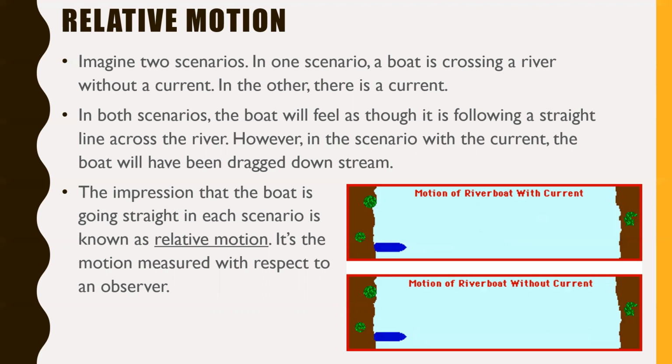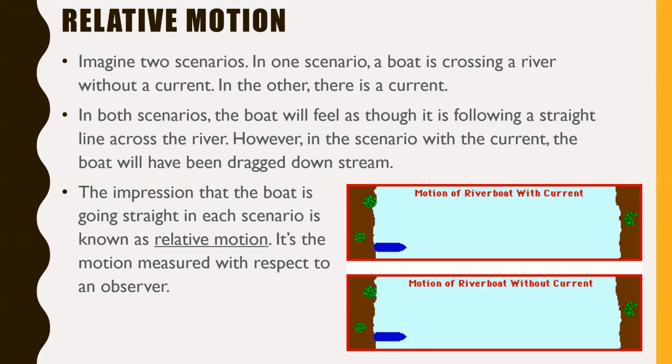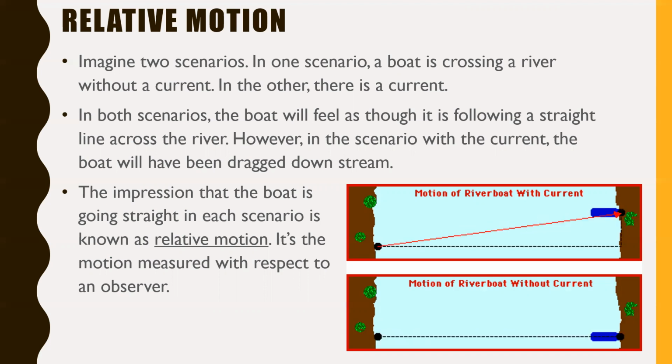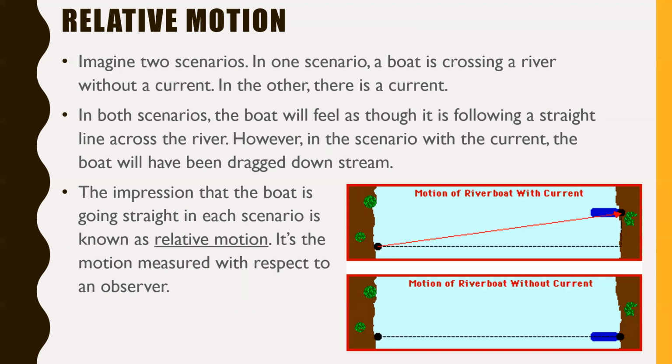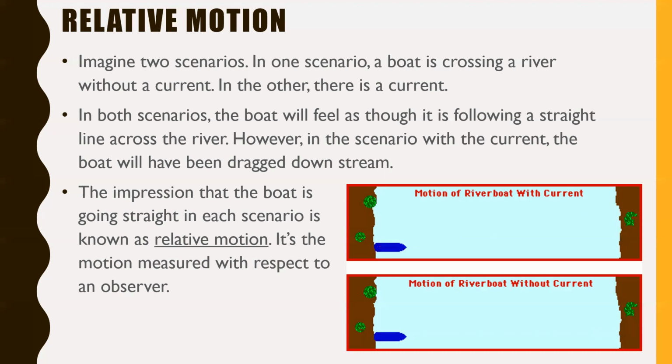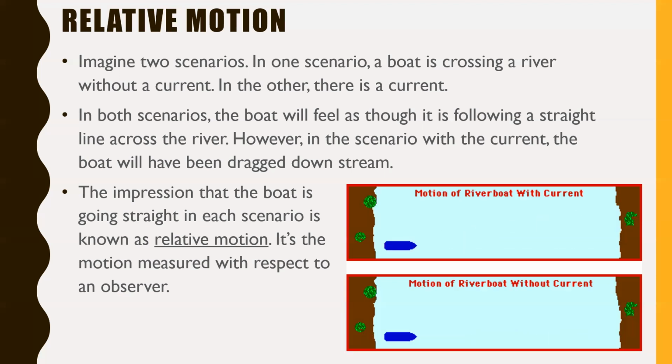Their boat, as long as the motor is running, is probably going to be pointed right to the opposite bank. However, in the scenario with a current, the boat will get dragged down the stream unless it corrects its course, right? So relative to the things on the shore, if there's any bushes or anything on there, you're going to see you actually are going downstream. But in the boat yourself, you're going to feel like you're going in a straight line because you're pointed in a straight line. It's just the current is pushing you down the river. Now, the impression that the boat is going straight in each scenario is known as relative motion. It's the motion measured with respect to an observer. So the observer in the boat in either situation will feel like they're just going in a straight line.